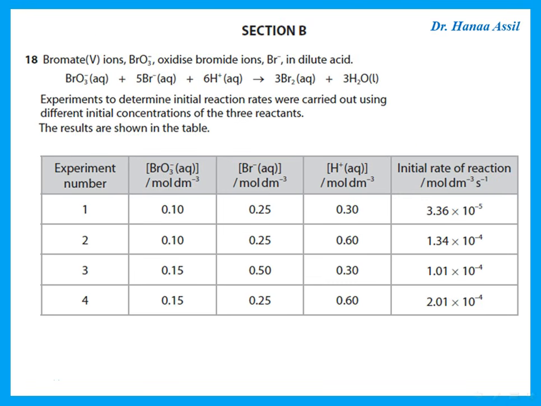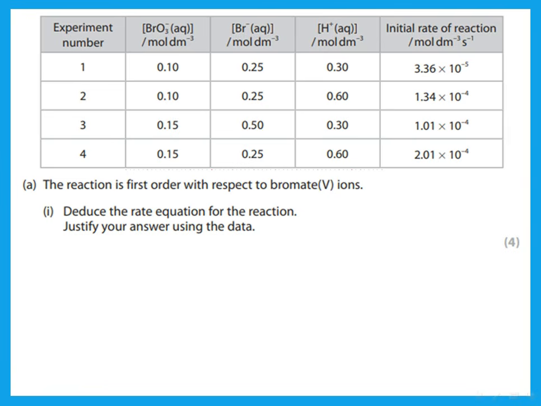Bromate ions oxidize bromide ions in dilute acid. Experiments to determine initial reaction rates were carried out using different initial concentrations of the three reactants, and he gives me the results in a table, and he's saying the reaction is first order with respect to bromate. So the BrO3⁻ is first order. Now deduce the rate equation for the reaction. Of course, in order to get the rate equation for the reaction, I have to deduce the order for bromide and the order for H⁺.